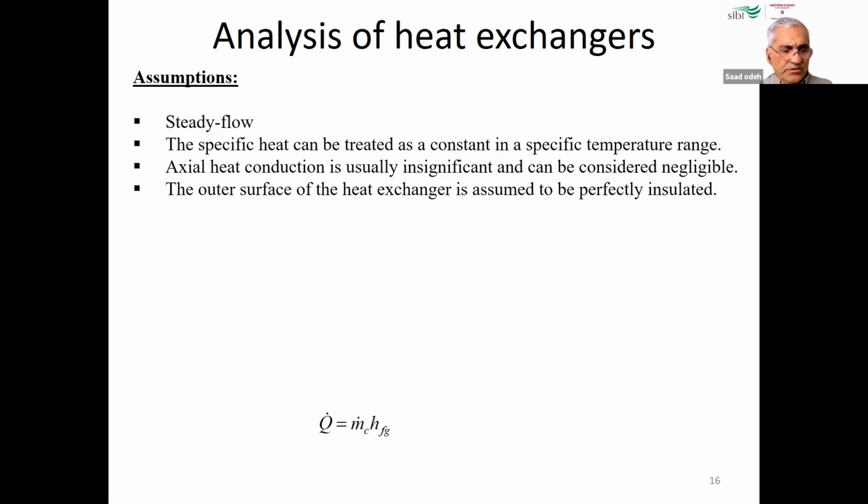In our analysis, like in any other analysis we did in this unit or in any other units, most likely we start with the steady flow, because this is the easiest. This is the easiest case we start with. So we call it steady flow, and also we say like the specific heat can be treated as constant. So specific heat doesn't change much with the temperature range that we have. And also there is no axial heat conduction. So the axial heat conduction is insignificant.